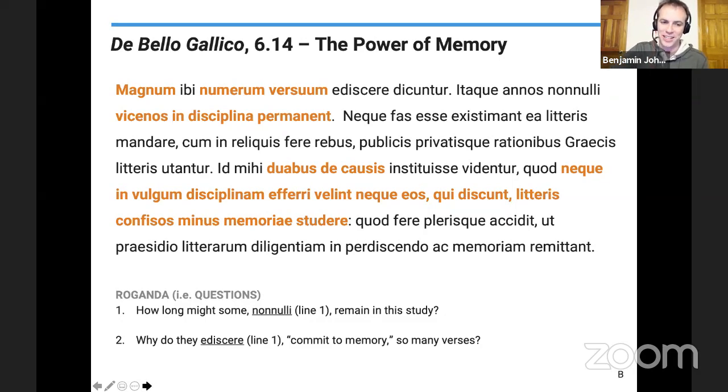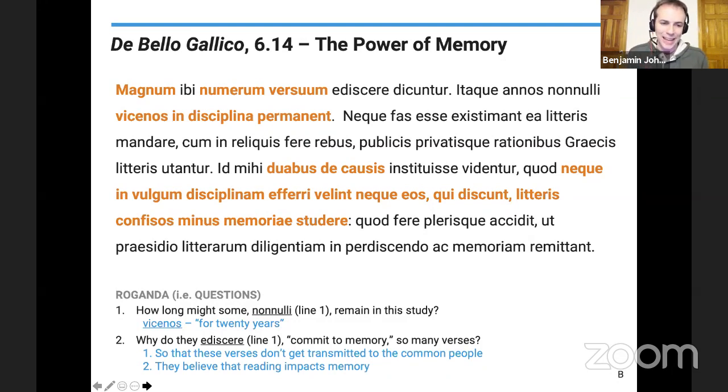Okay, hope you enjoyed your extra second. So the key word here is viginti annos, for 20 years. It doesn't say that everyone spends 20 years in their study. It says non nulli, which previously we talked about non numquam, which means not never. Here non nulli means not none, and so we might think about translating that as some. So some even stay there for 20 years. And they learn a magnum numerum versuum. Love that fourth declension genitive plural. So they learn a great number of verses.